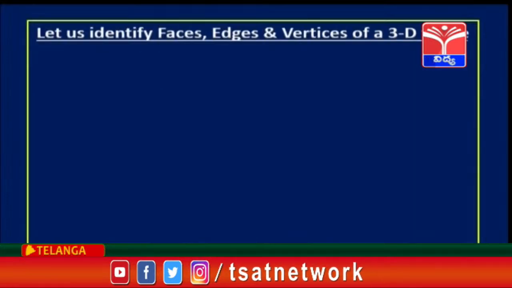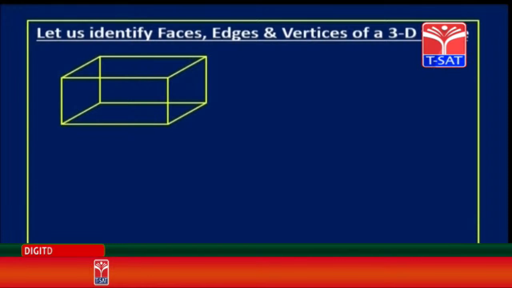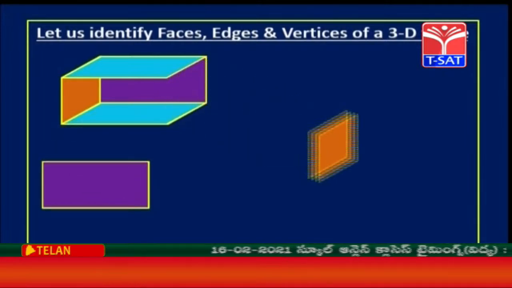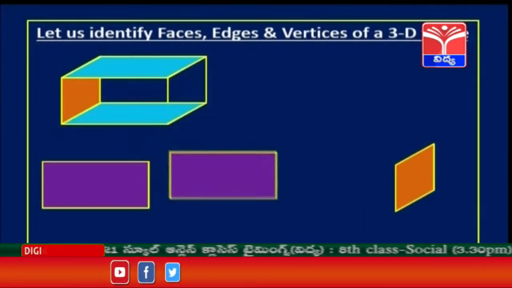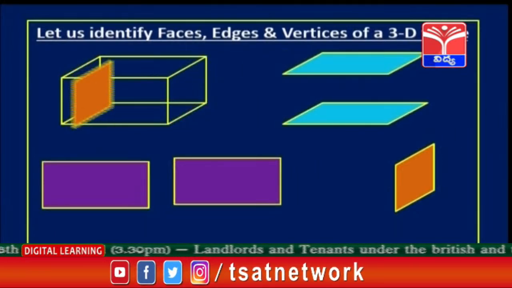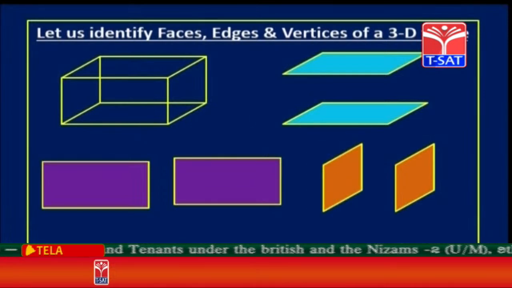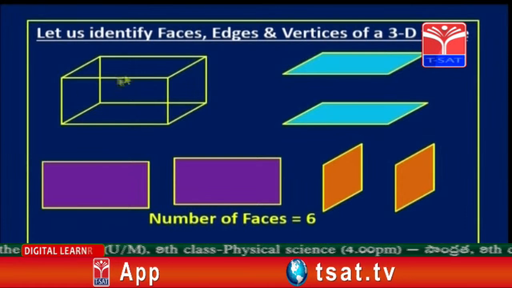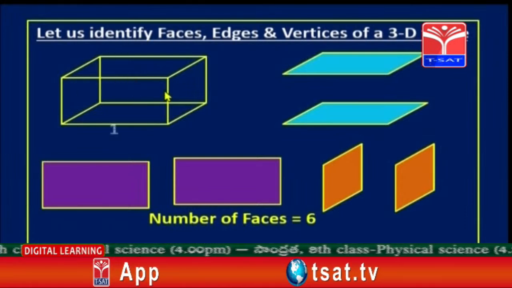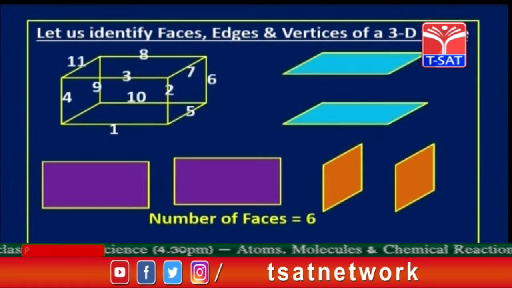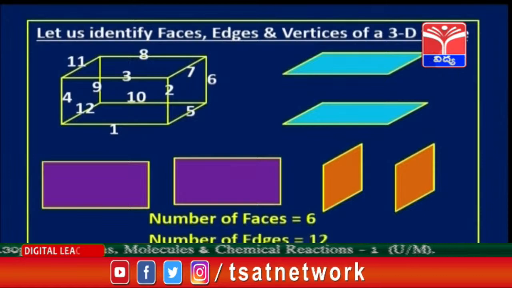Let us identify faces, edges and vertices of a 3D figure. Children, what am I taking here? Yes, I am taking a cuboid. Now what am I doing, children? I am taking one plane surface out from the diagram so that you can count the number of plane surfaces. How many faces are there, children? Yes, we have 6 faces. And if you count the number of edges, children, the number of these line segments, you will get 12: 3, 4, 5, 6, 7 and so on. If you count, you will get 12, children. So the number of edges is equal to 12.